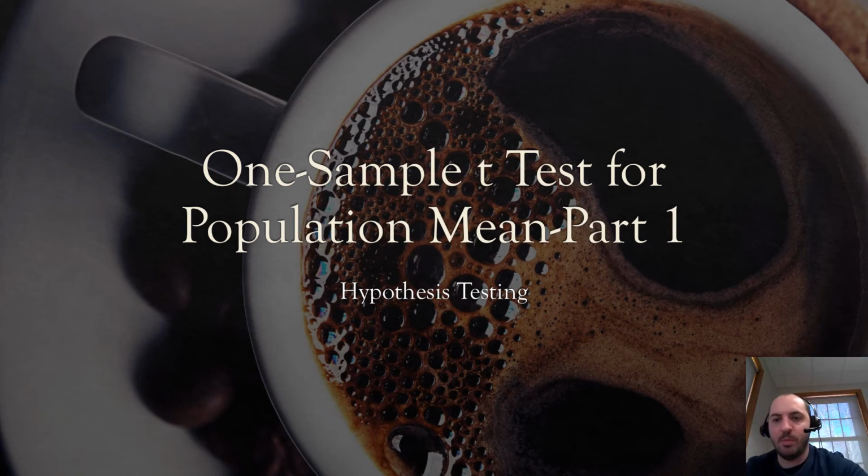Today we're going to be continuing my video series on hypothesis testing, and in particular, we're going to look at how to do a one-sample t-test for population mean. This is part one of two videos. I'm going to show you how to do it with an example for a one-sided alternative hypothesis in this video. So let's jump into it.